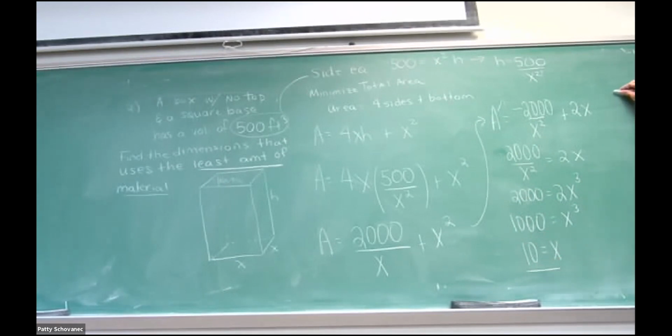We'll do a quick second derivative test. This again is times x to the negative 2, so a negative 2 times negative 2,000 is 4,000 x to the negative 3, plus the 2. And so when x is 10, I have my second derivative full of positive numbers added together. So that's positive.